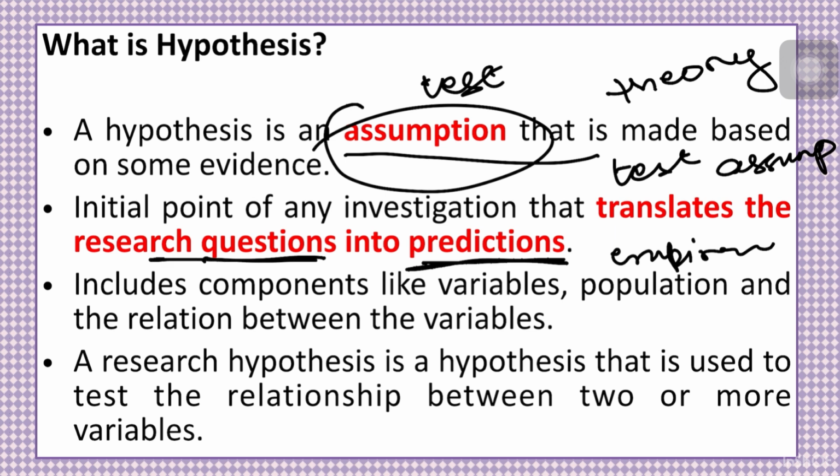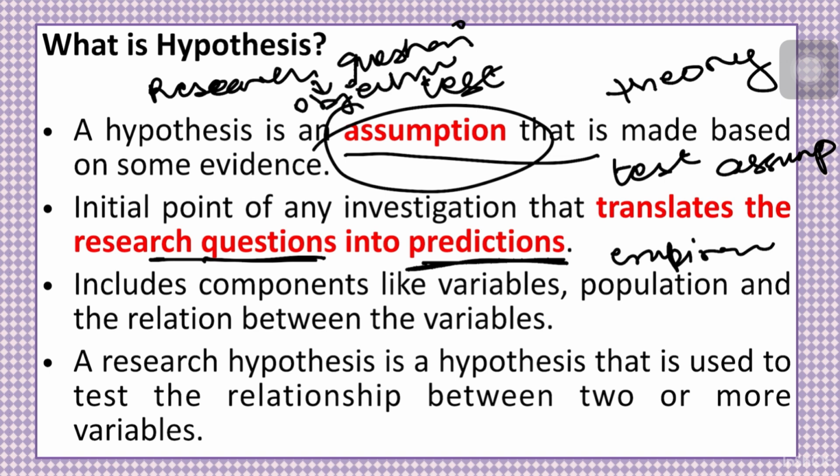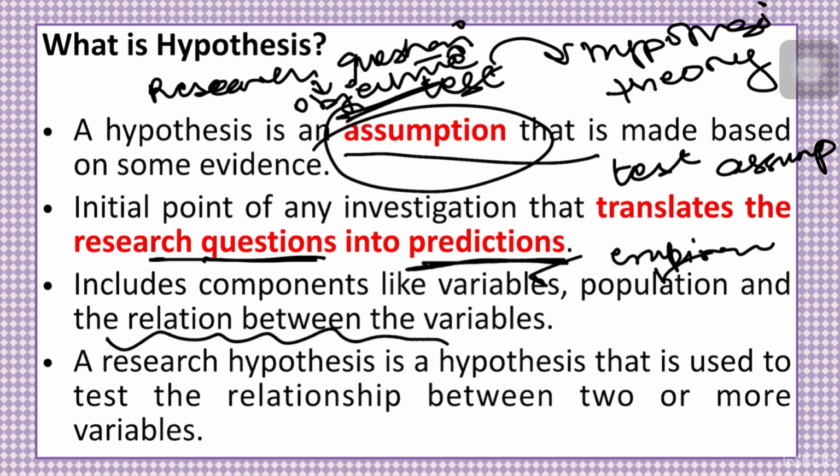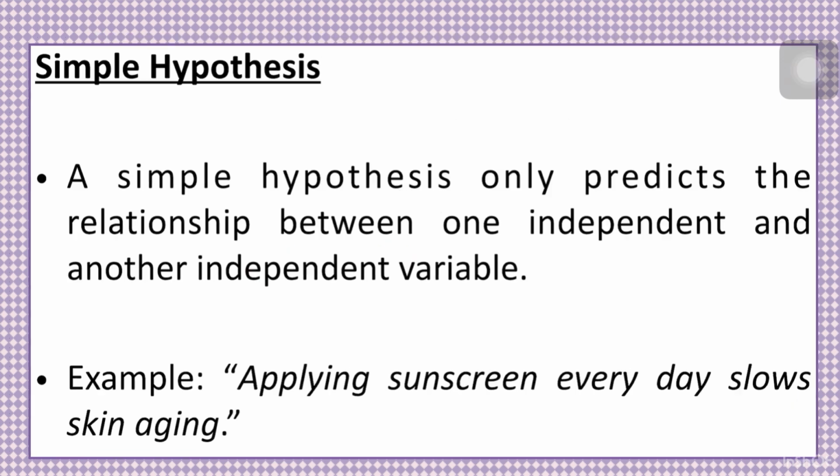Whenever you start your research, what do you do? You make the research questions. After forming the research questions, what do you do? You make the objectives of the study, and then from the objectives, you make the hypothesis. You can say that a hypothesis includes your variables and population, and it also explores the relationship between various variables.